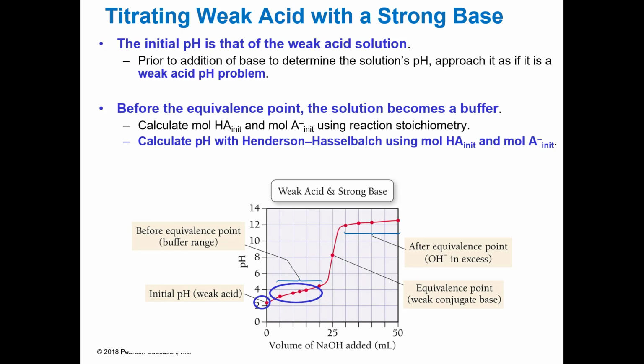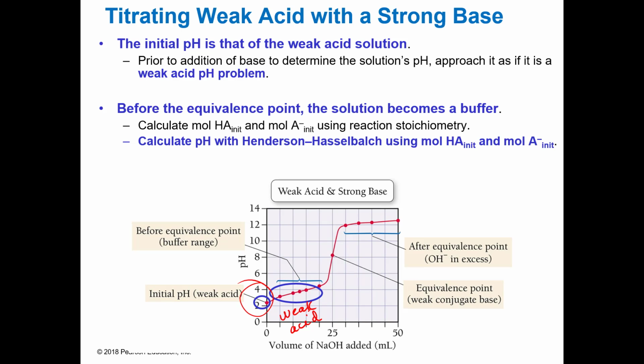So when you titrate a weak acid with a strong base, the initial pH is going to be of the acid. Typically, you're going to see on the graph that you're going to start higher than 2. Most weak acids are going to have a pH that's higher than 2. Prior to the addition of the base, then it's a weak acid problem, just like we did before. So we work these as a weak acid problem.